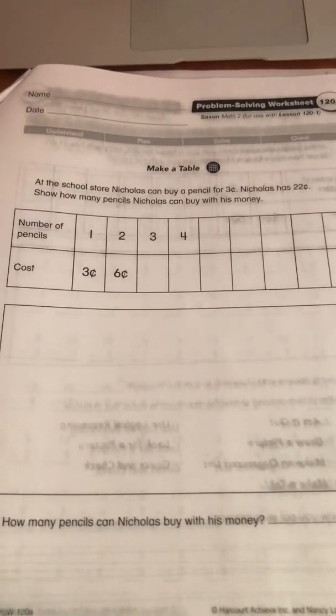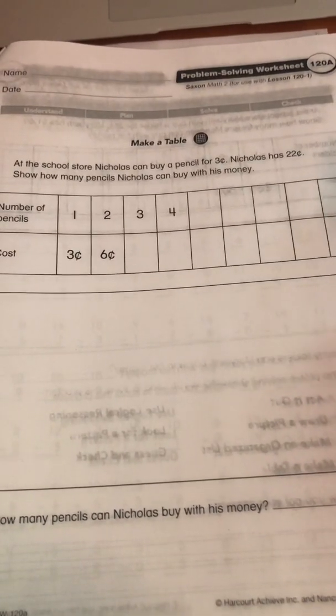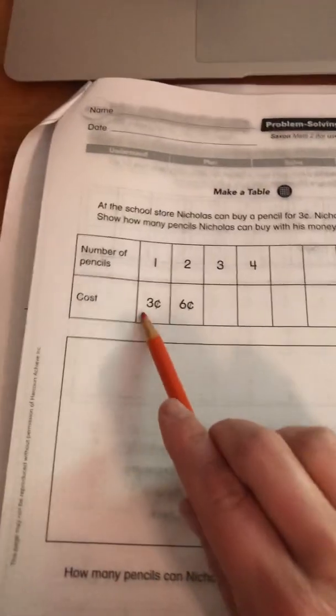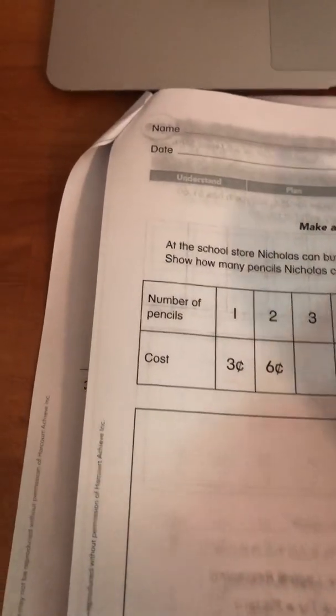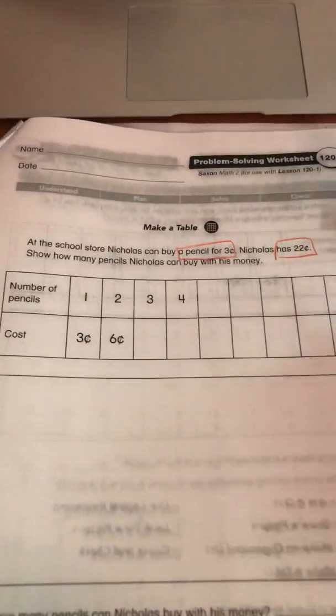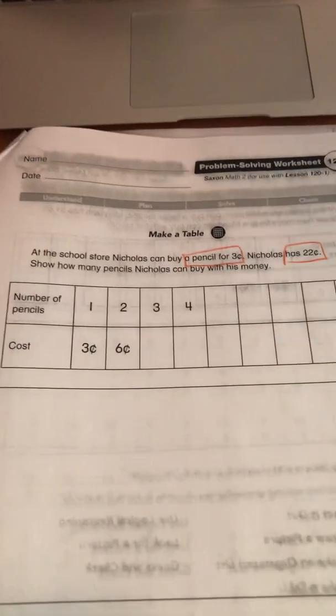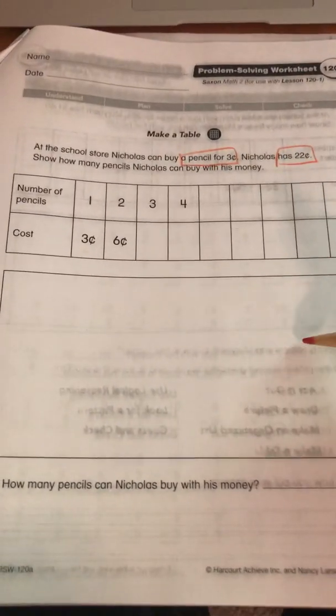Here's what I'm going to have you do today. I'm going to have you do this problem solving worksheet. It's skip counting by 3s. It's working with our 3s. At the store, Nicholas can buy a pencil for 3 cents. He can buy 1 pencil. He has 22 cents to spend at the store. So we know he can buy 1 pencil for 3 cents, but he has 22 cents he wants to spend. So we're going to show how many he can buy with his money. You're going to draw me a picture or show me your work, and then tell me how many pencils Nicholas can buy with his money.